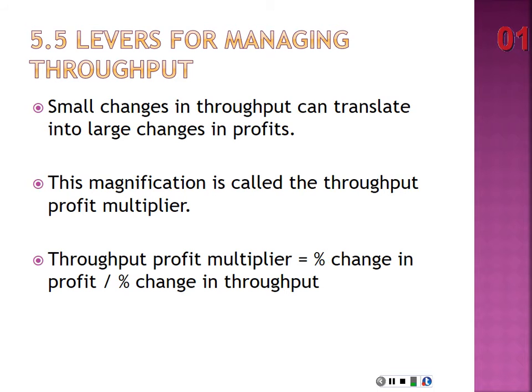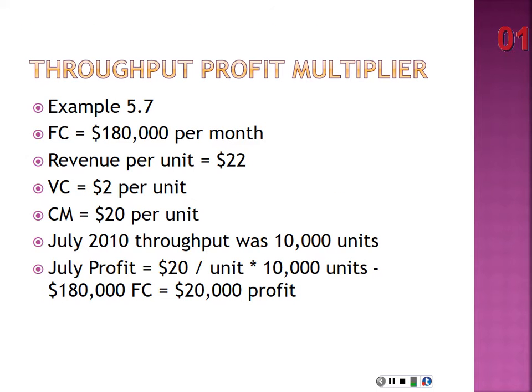Okay, and they give us an example that we can look at, example 5.7, and it says, so consider a process with the following economics of operation. The fixed costs of owning and operating the resources amount to $180,000 per month. The revenue is $22 per unit, and the variable costs amount to $2 per unit. Thus, the contribution margin is $20 per unit. So again, make a note for when you do your homework, your contribution margin is your revenues minus your variable costs.